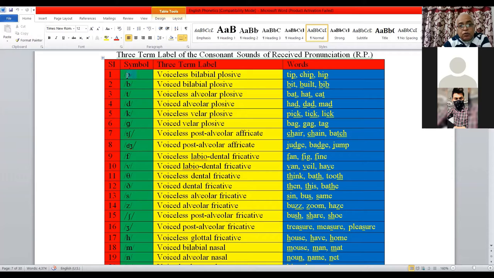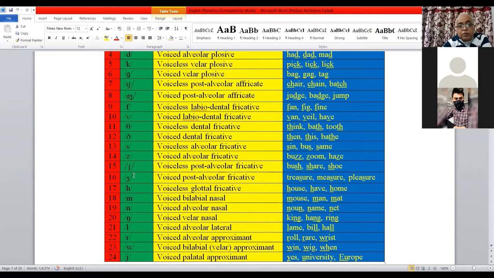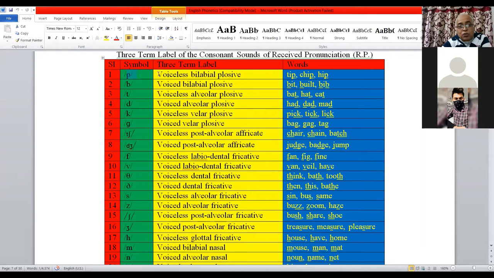So you may be given any of these symbols and you may be asked to give the three-term labels. So you have to write only these three words. Only these three words. You don't need to write anything else.